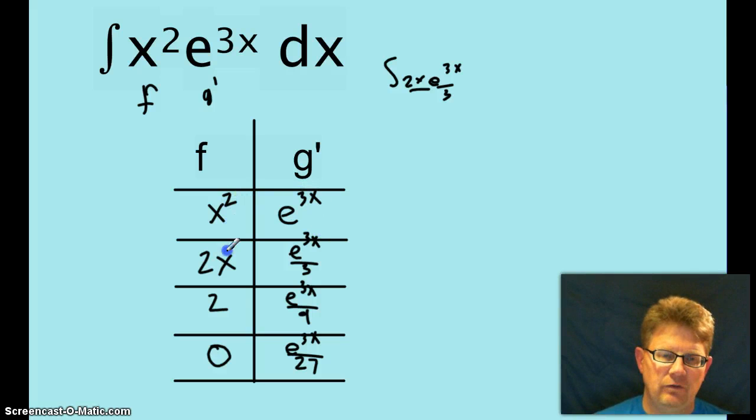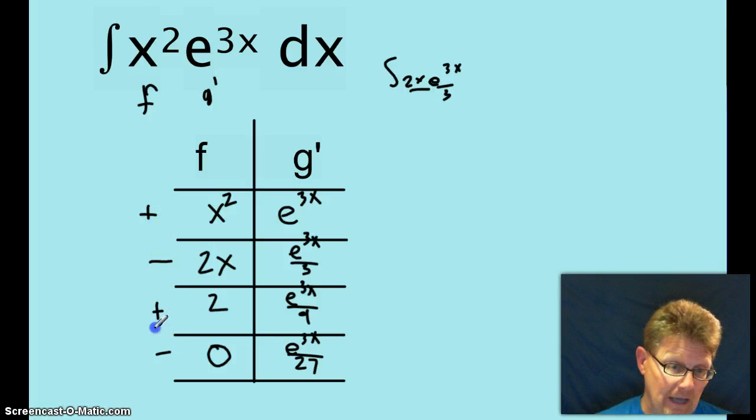After we find the derivatives and antiderivatives, we'll write down this column. You're going to start with a plus, and then you're going to go minus, and then plus, and then minus. And I don't want to explain it any more than that. If you want to know why these pluses and minuses go back and forth, ask me tomorrow in class, and I'll tell you. But for right now, just do it.